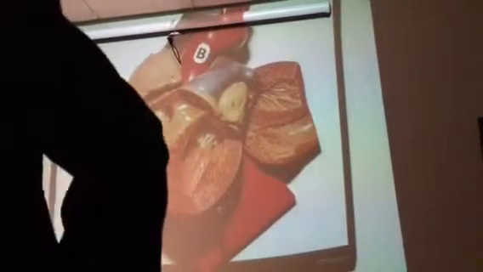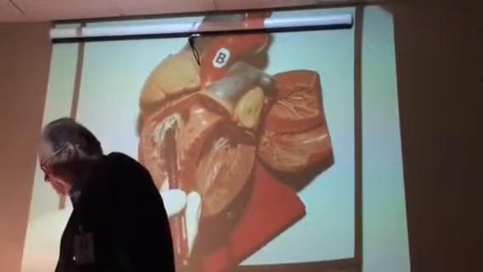Here you can see the valvular complex. So you are having the cusps of the tricuspid valve. Okay. So you can see this cusp is the anterior cusp. This one. Okay. And then on the septal side, this is the septal cusp.